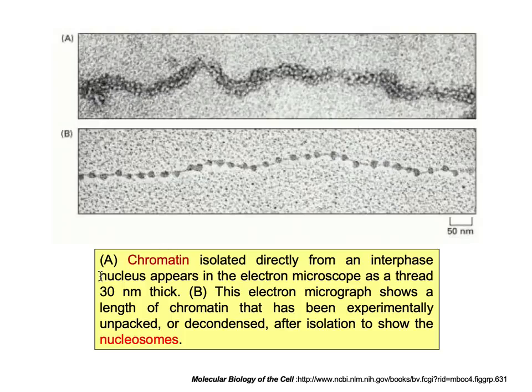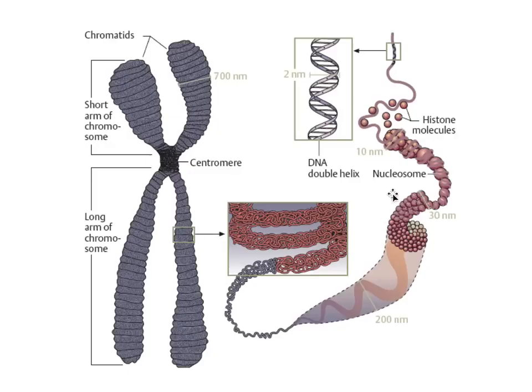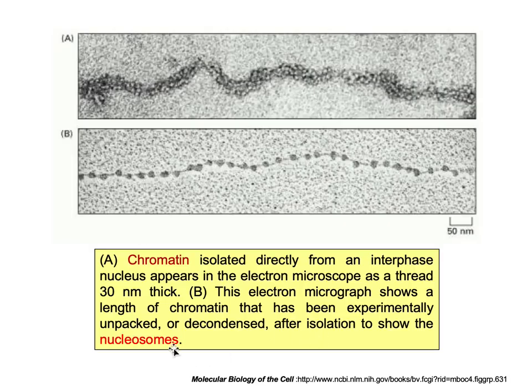Also, the B here, the other image, is showing you another electron micrograph. It shows the length of my chromatin, which has been experimentally unpacked. So you can see the nucleosomes here after isolation. This is the chromatin, which is packed nucleosomes. Each one of these roundish objects is 8 histones, and around it we have the DNA strand wrapped around it. So this is a presentation of the structure of the chromosomes and our DNA.